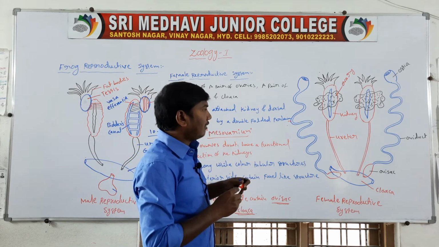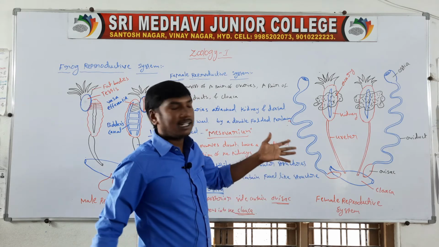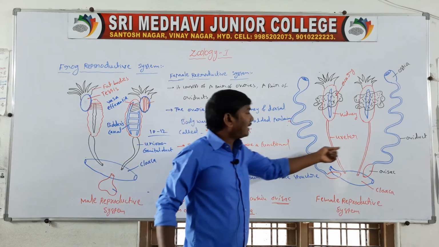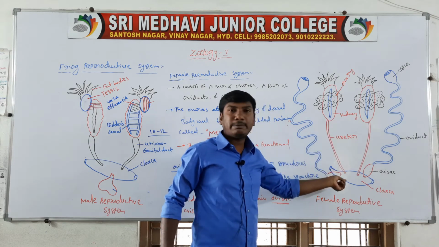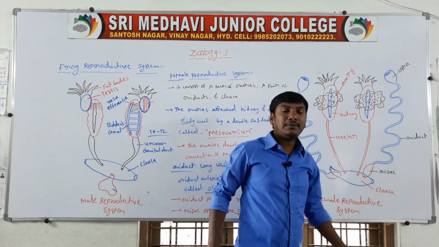So these are the female reproductive system. The ureter is separate from the oviduct. The ureter only transfers urine, while the oviduct transfers the ova.